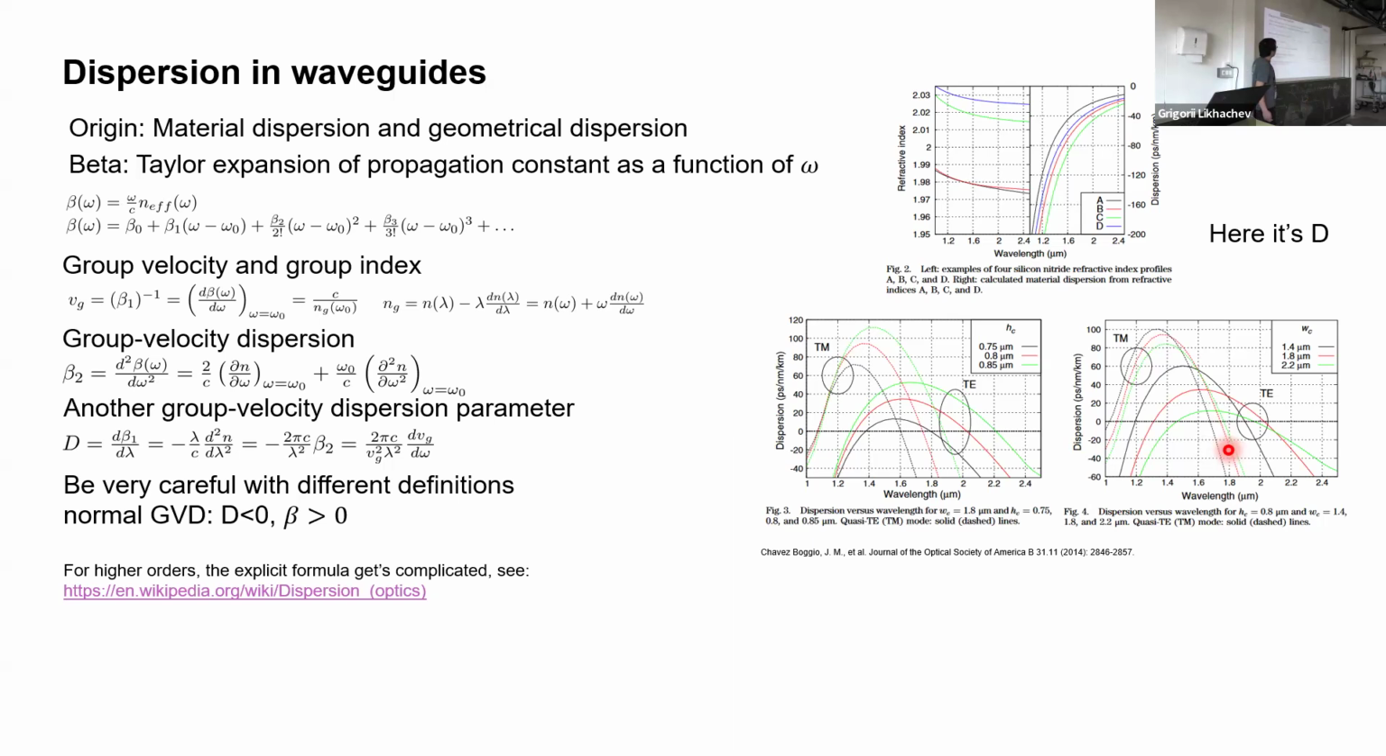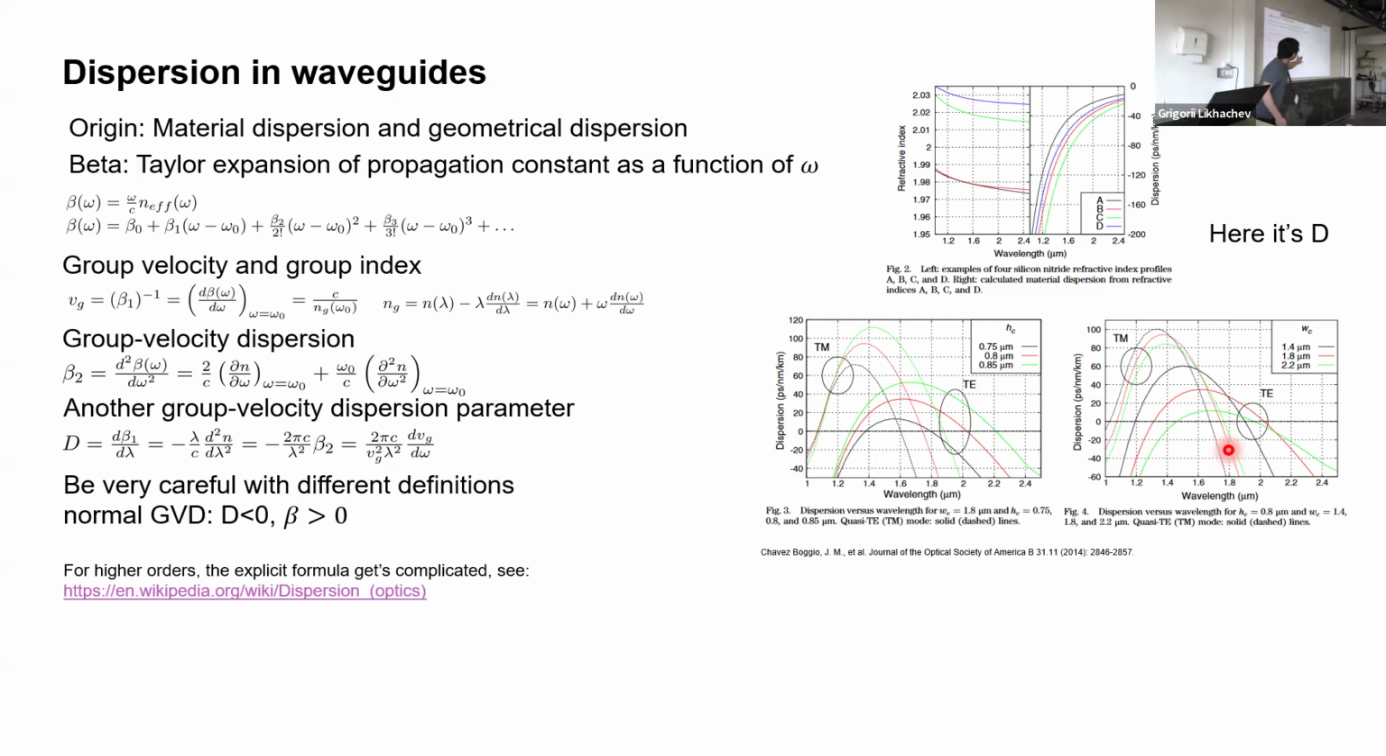And this is beta 2, and there are also people defining this group velocity dispersion parameter in a different way, and to make it more confusing, with a different sign. So you can define it differently, for example as D, using d beta 1 d lambda instead. You can also write it in different forms, but just note that here you have a minus sign in front of beta 2, so you need to be very careful. Normal GVD, which doesn't support solitons, means that D is less than 0 and beta 2 is more than 0.